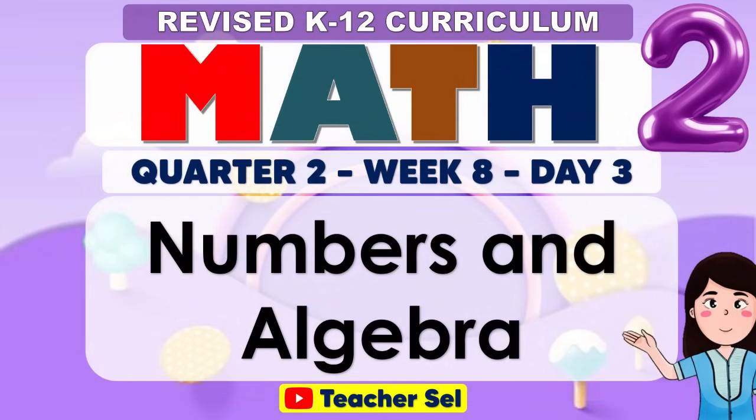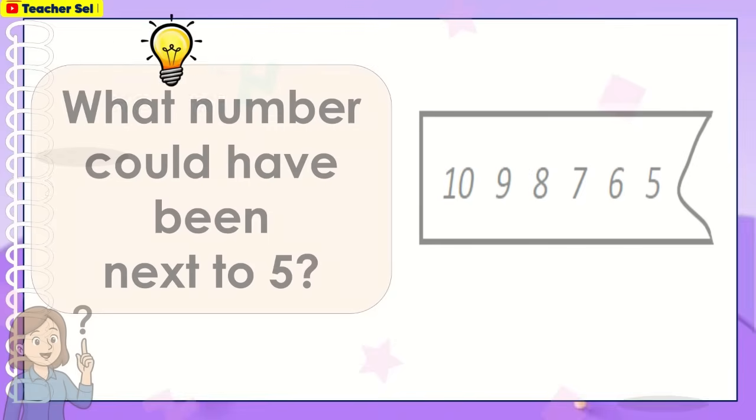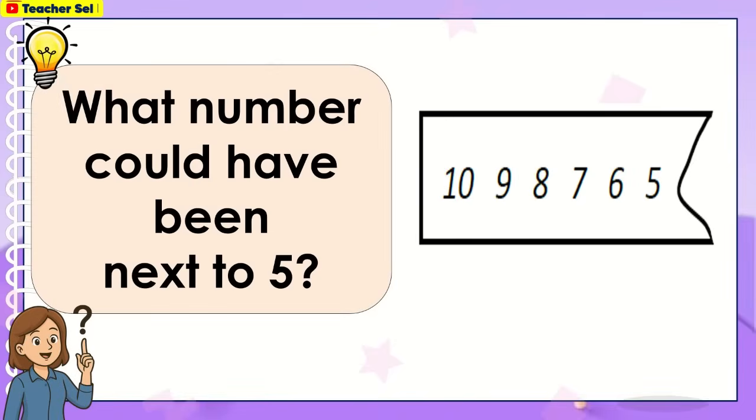For day 3. Read the problem. Risa and Jose have a countdown sheet, which they are using to track the remaining 10 days before their visit to the province. Accidentally, a part of their countdown sheet is torn as shown. What number could have been next to 5?